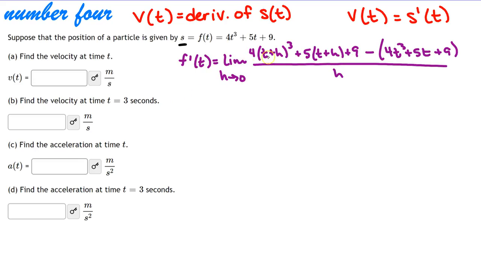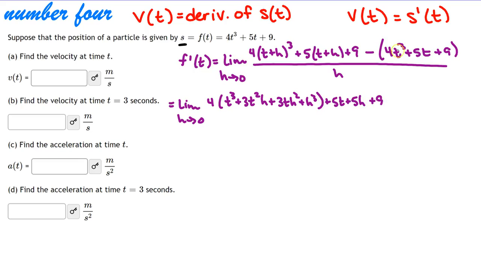So we have to multiply out a bunch of things. And remember we saw earlier that if you have some quantity cubed, you have to multiply it out, t plus h times t plus h times t plus h. So once that's all said and done, you're going to have t cubed plus 3t squared h plus 3th squared plus h cubed for that whole t plus h times t plus h times t plus h thing. And then multiplying through the 5t plus 5h, and then the 9, and then distributing the minus 4t cubed minus 5t minus 9, all over h. And now let's distribute the 4.